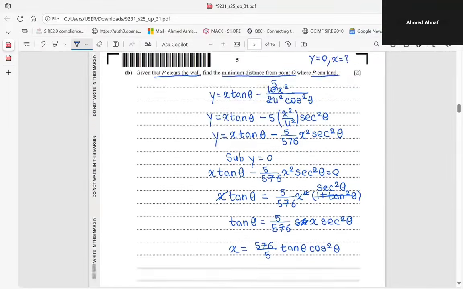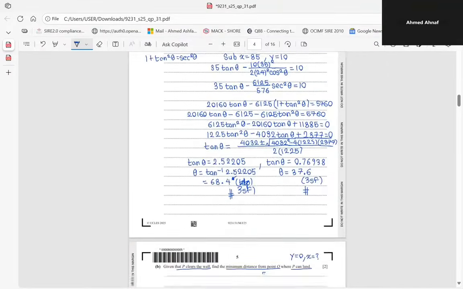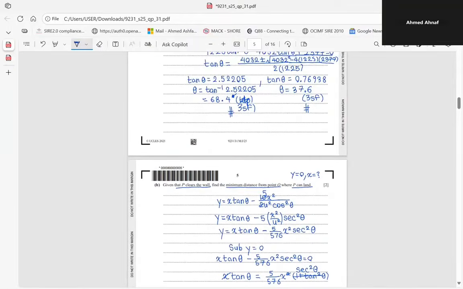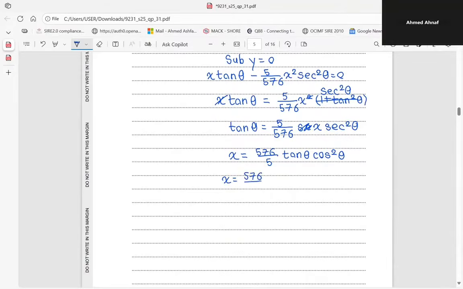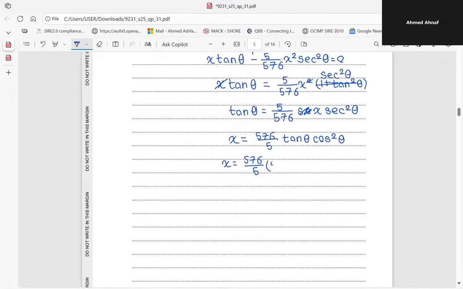Now we're going to take the values of theta, so let's take both. First we'll take tan inverse of 2.52205. So 576 divided by 5 times 2.52205 times cosine squared of tan inverse 2.52205. In your calculator, this will be 39.5 meters to 3SF.